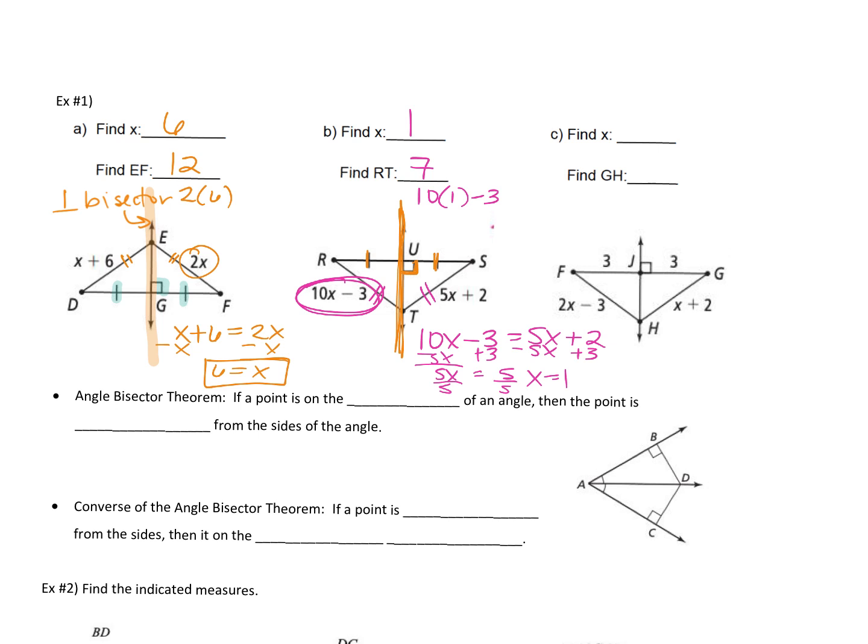Look at the next one. Slightly different because they didn't mark them congruent, but they told us they're congruent, right? They gave you a 3 and a 3, and they told you this is perpendicular, which means this is a perpendicular bisector. So the distance to the endpoints, this length here and this length here, has to be the same. So what do you do?